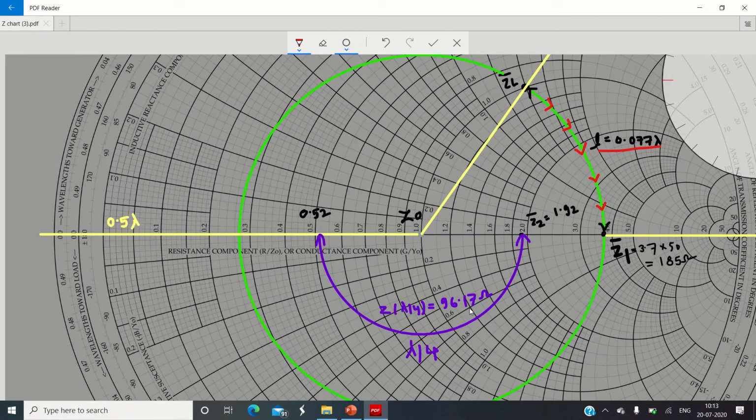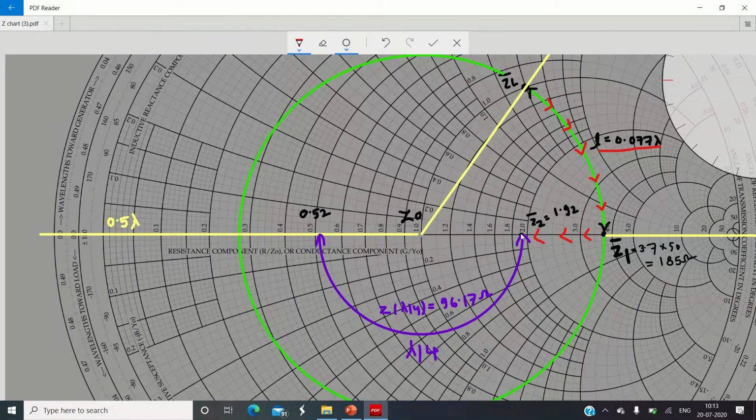The next step, we normalized this Z1 with the characteristic impedance of the quarter wave transformer, and we got a reading of 1.92. So this point got shifted from Z1 bar to Z2 bar. Okay, so from here we came to Z2 bar.